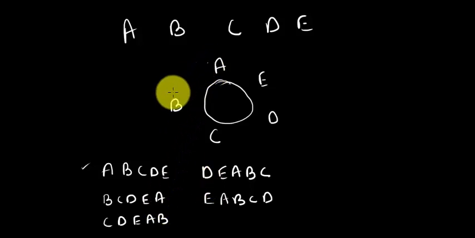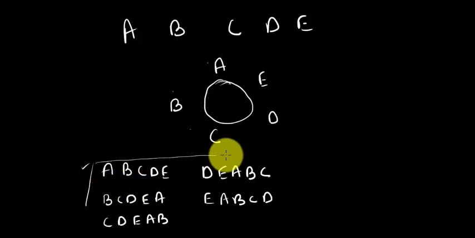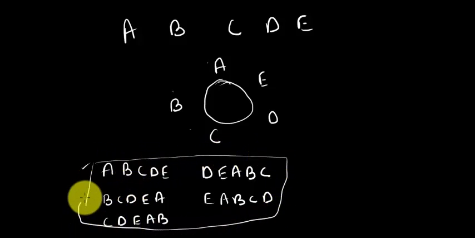See, A, B, C, D, E, that's one of them. And then I can start with B. It's the same circular permutation. It's again C. It's the same thing, right? So when I have 5 different people sitting around a table, all these permutations are the same. It's not different. Okay? So what I'm going to do is fix one of the persons.